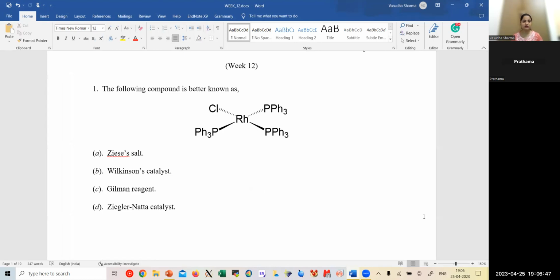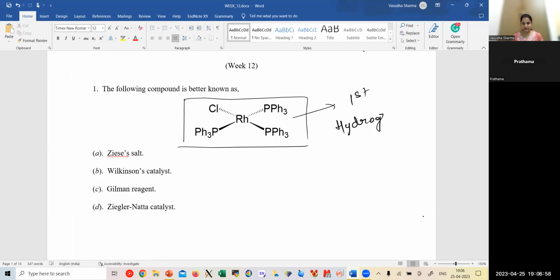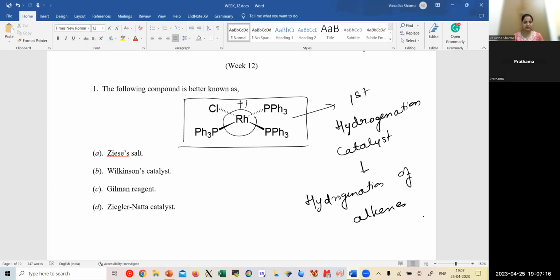The first question is, the following compound is better known as. I think you missed it when I was talking about it. This is the first ever hydrogenation catalyst. That means it is being used for the hydrogenation of alkenes, to make alkanes from alkenes using H2, and using this rhodium, which is in the +1 state because it is coordinated with chloride, and phosphines have lone pairs, so they are not bringing any charge. So this system is called Wilkinson's catalyst because it was given by him.